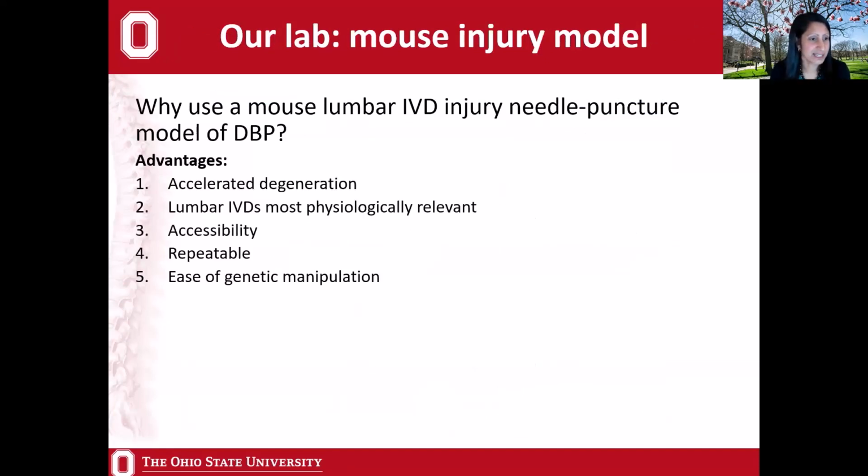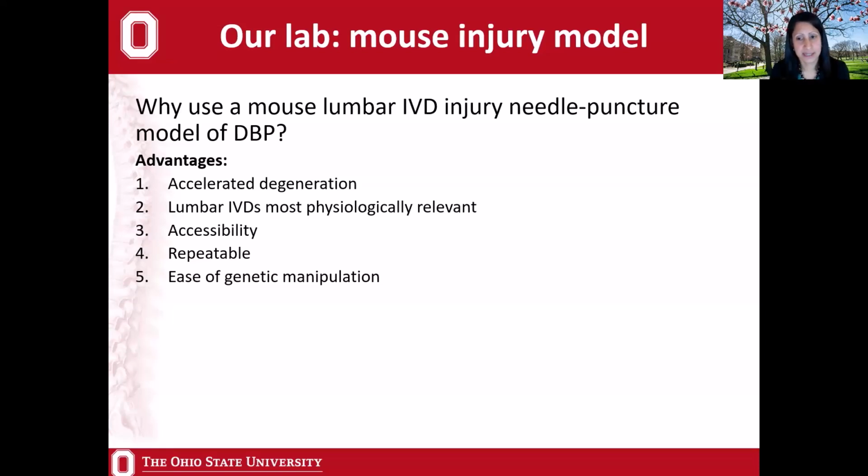So just highlighting some of the advantages of using an injury model. What are some of the advantages? By inducing an injury, it accelerates degeneration. So this is a good rapid way for assessing degeneration. We focus on the lumbar discs because they're most physiologically relevant. The mouse model, especially the injury model, is accessible by researchers all over. So that's very important. And then repeatability. Finding a model where you can do a repeatable injury that can be created in multiple labs is essential.